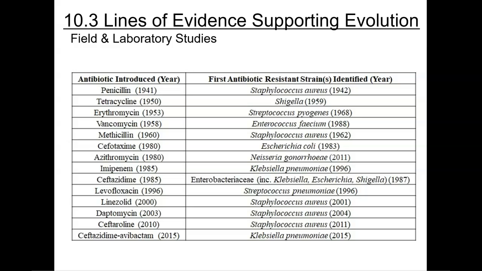This gives you a broad look at when different types of antibiotics were introduced and when the first antibiotic-resistant strain was identified. Penicillin was introduced as a medication in 1941 during World War II, and they started to notice resistance. Staph aureus was antibiotic resistant by 1942, so it took about a year. And you can go down and look at these different ones here.